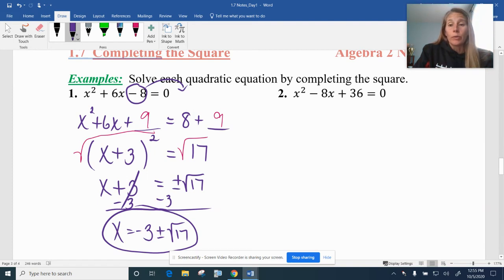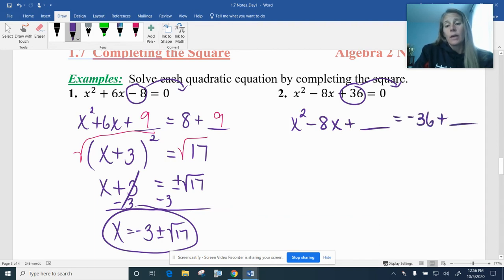Okay, so let's take a look at number 2. So 36, I'm going to move that over. So I have x squared minus 8x. And on the other side, I now have negative 36. Now, whatever that c value is, we have to add to both sides of the equation in algebra. Whatever you do to one side, you do to the other. So half of 8, or half of negative 8, is negative 4, but it doesn't matter because I'm going to square it, and then I'm going to get positive 16 anyway.